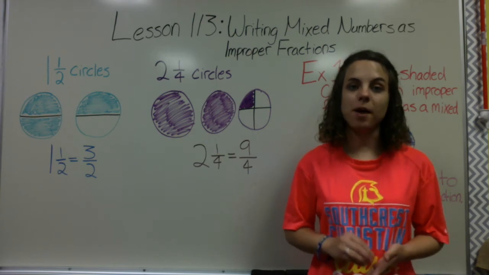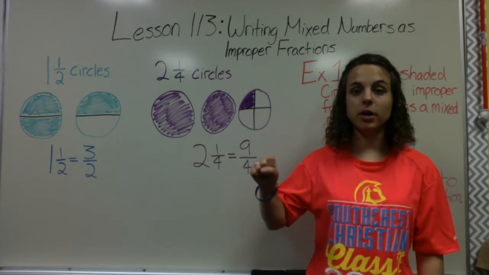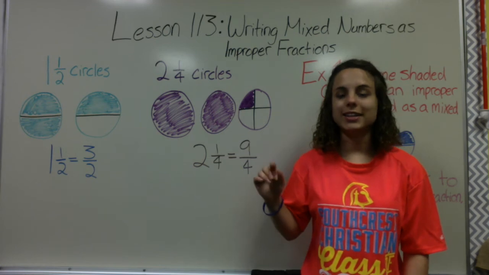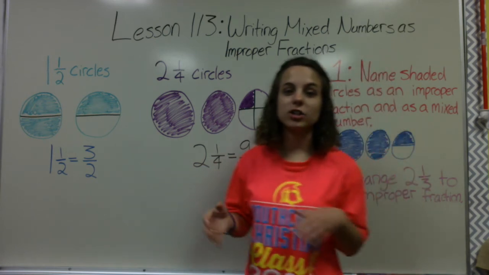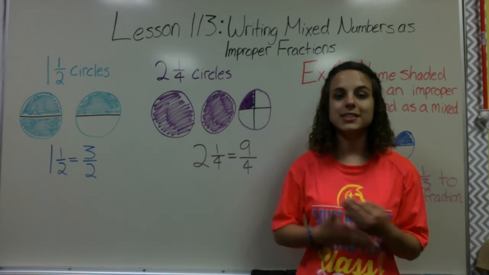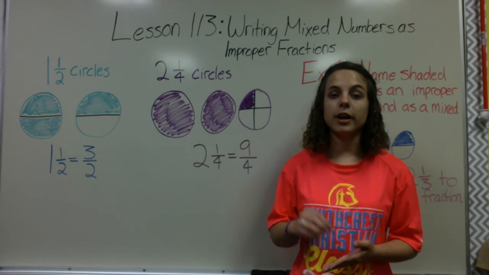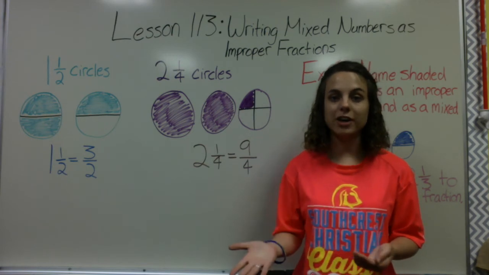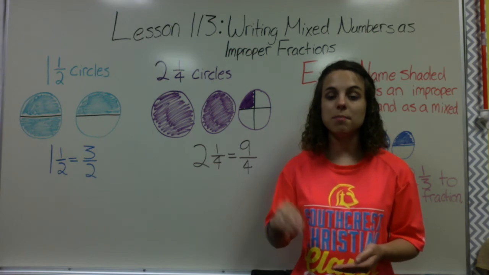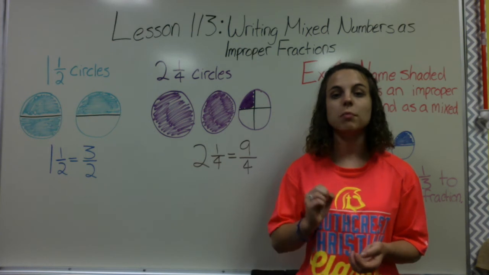Now we've learned that improper fractions are when you have a numerator, the top number, that is larger than the denominator. And that is called an improper fraction. When we have improper fractions as answers, we always simplify. However, with this lesson, we need to learn how to write mixed numbers as improper fractions because later on, not now, but later on we will be using improper fractions or converting mixed numbers to improper fractions when we multiply and divide fractions.